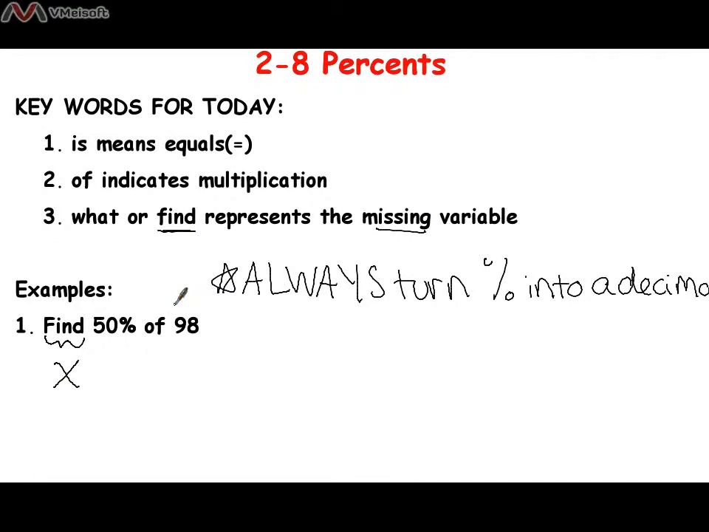So that's going to be x equals 50%, move it 2 places to the left, 0.5, of means times, so times 98. Now we're just going to do 0.5 times 98, and you get x equals 49. All right, now you're going to go on to video 2.